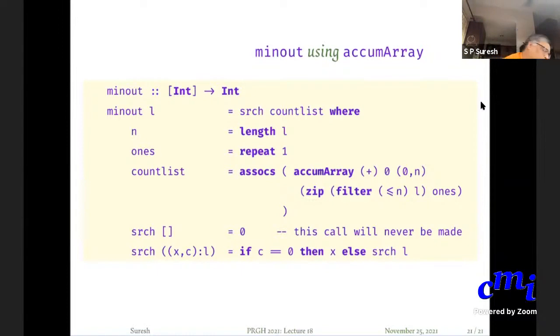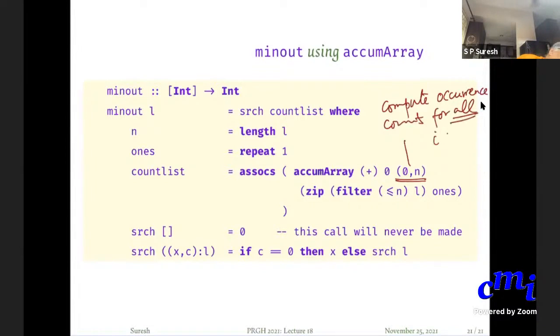But anyway, the point is this, that you first create a count list, where you are saying 0 to n. Compute occurrence values for all i in 0 dot dot n. Is it clear? Who asked that question?